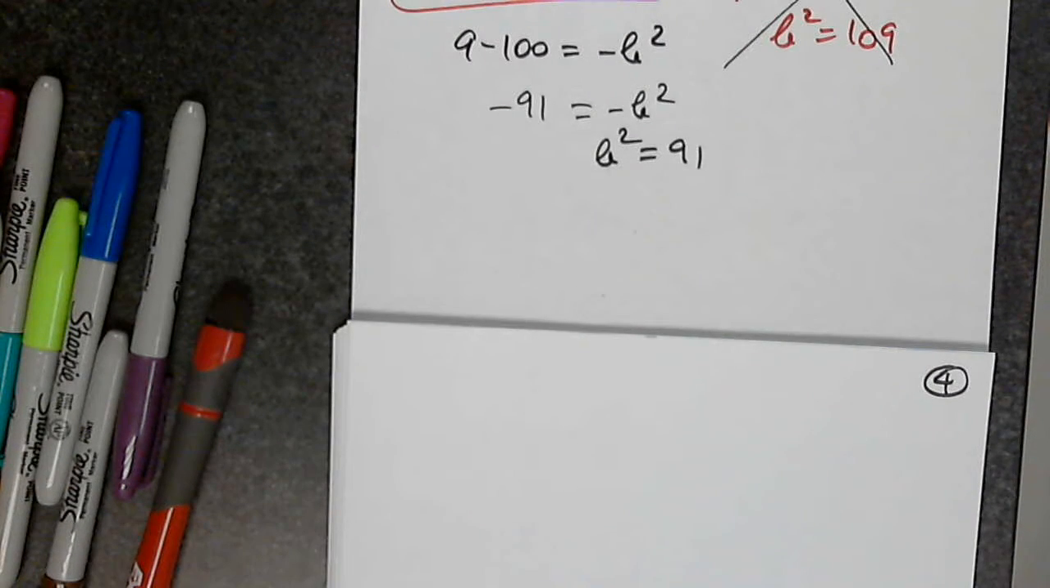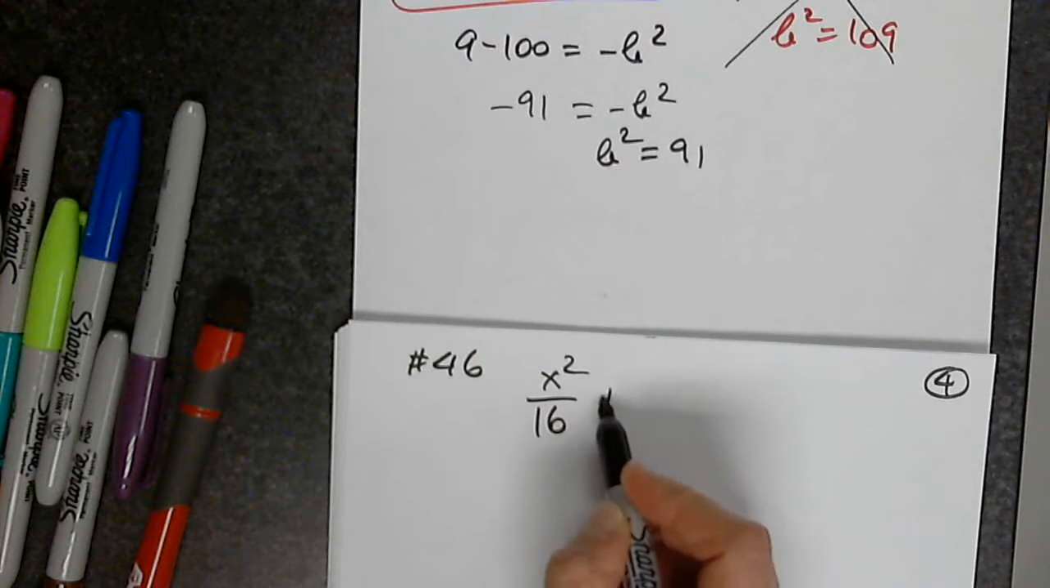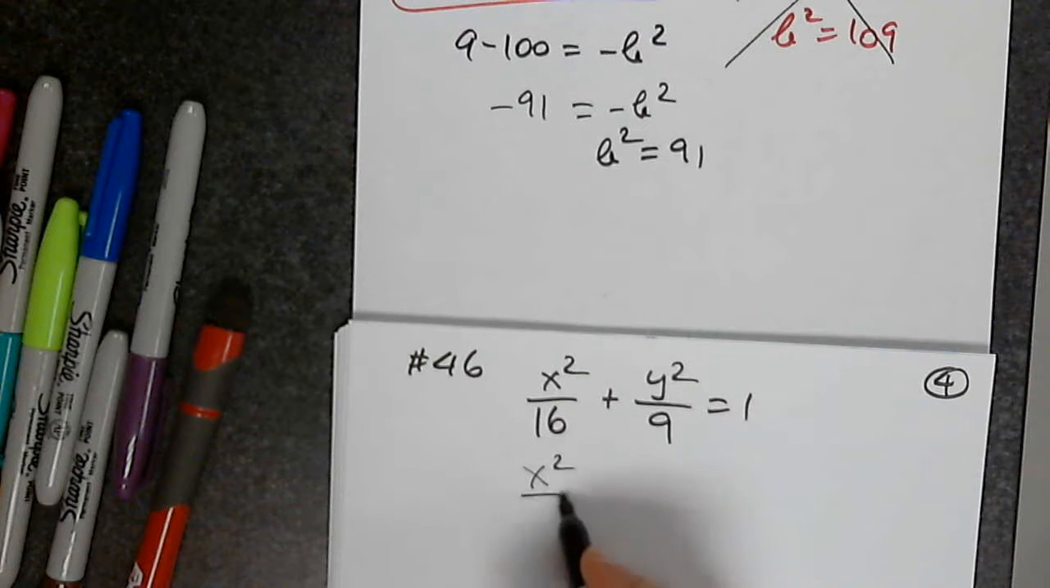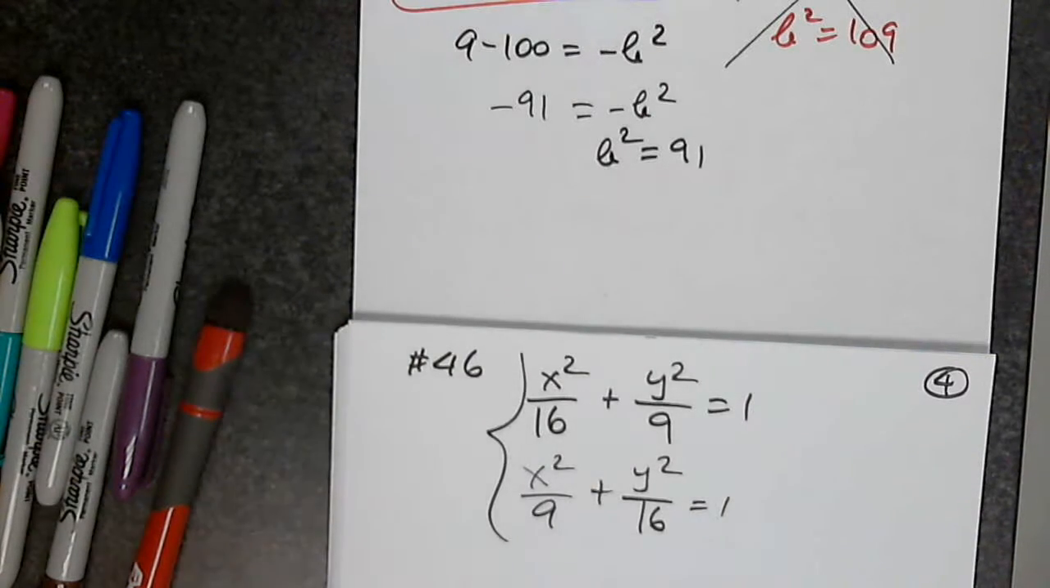Which one? 45, 46, 47. 46. So this is x squared over 16 plus y squared over 9 equals 1. And x squared over 9 plus y squared over 16 equals 1. Obviously, these two are what? What type of conic sections? We only looked at circle and ellipse. Of course, they are ellipses.